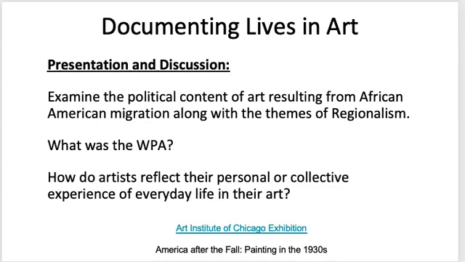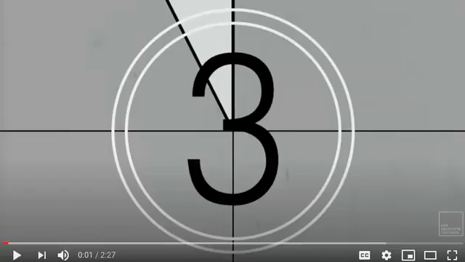We're going to talk about the WPA, and we're also going to think about how artists reflect their personal or collective experience of everyday life in their art. So first I'm going to show you this video from the Art Institute of Chicago's exhibition called America After the Fall, Paintings in the 1930s.